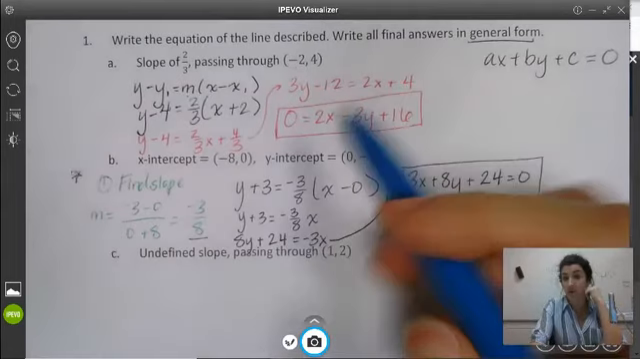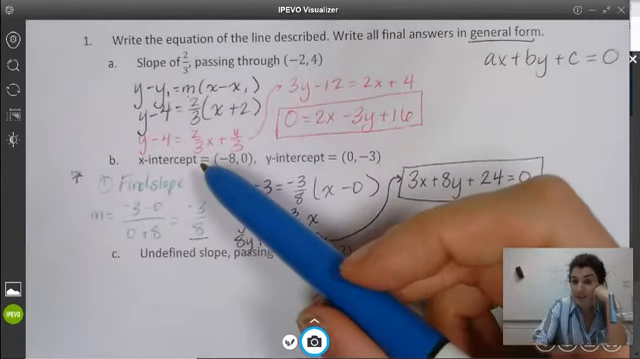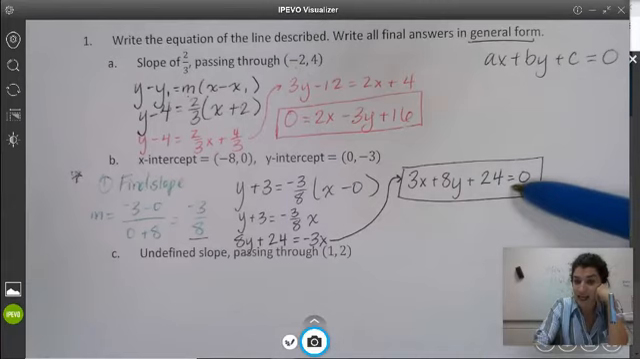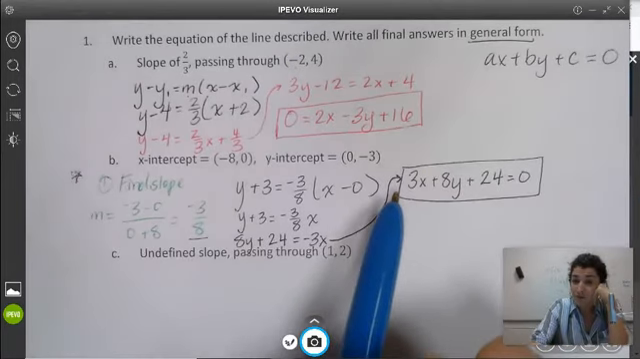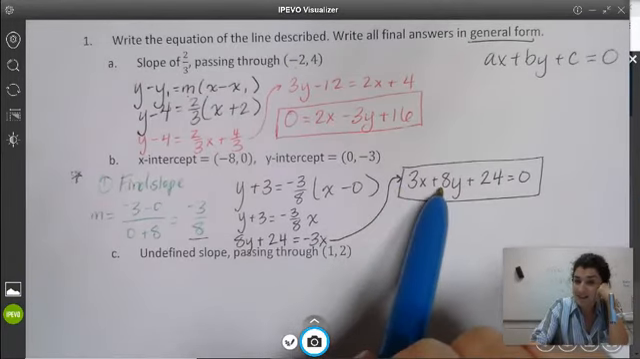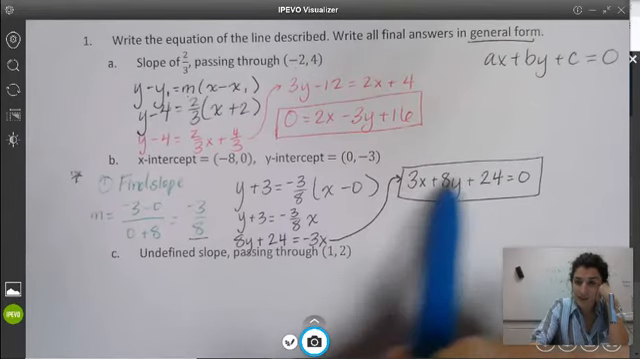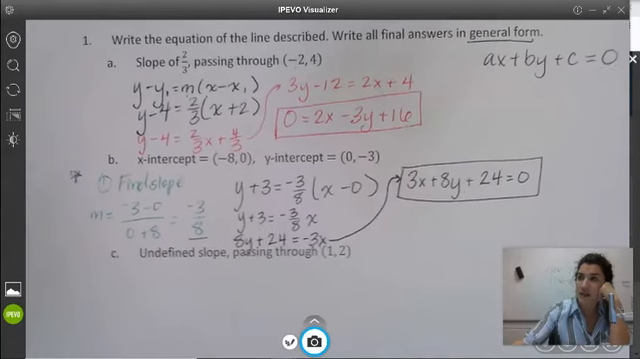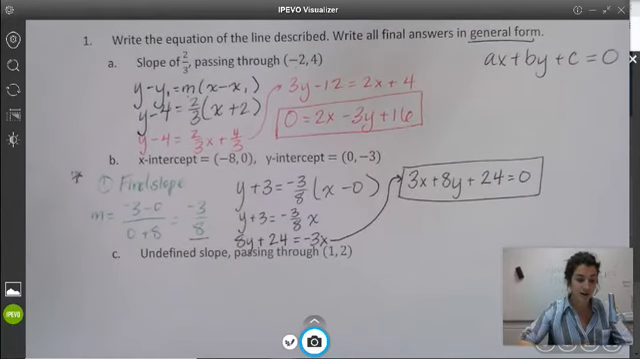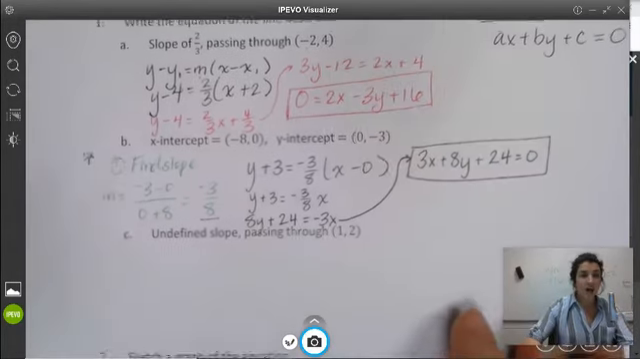And this is the answer you should have gotten. Whether you plugged in the y-intercept or the x-intercept, it should be the exact same. You might get a multiple of this, maybe 6, 16, and 48, but I don't think so. I think it would end up becoming the exact same one. So, there we go.